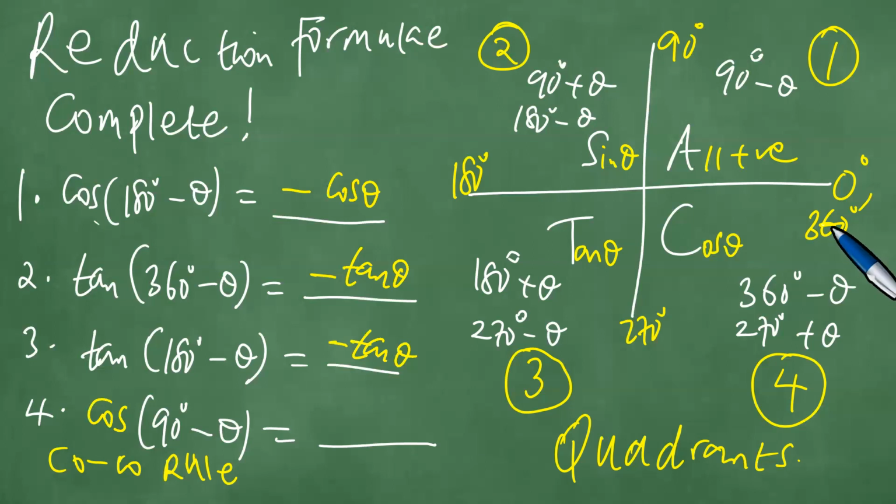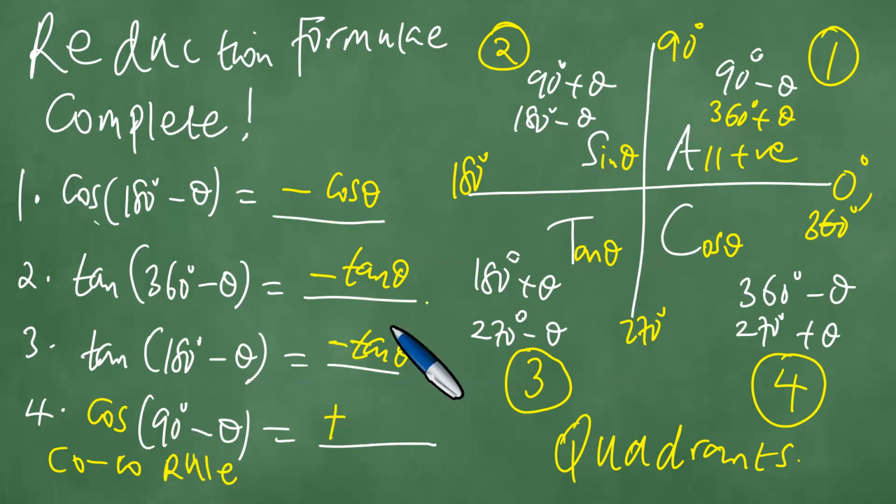Now I want to mention something before I write the answer here. If you are at 360 degrees and you want to go higher, you can increase 360 degrees by adding theta to 360. So 360 plus theta is also in quadrant 1. So 90 degrees minus theta is in quadrant 1, where all functions are positive, so the answer is going to be positive.